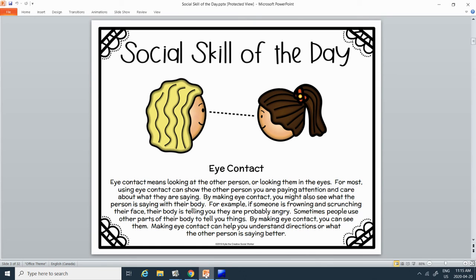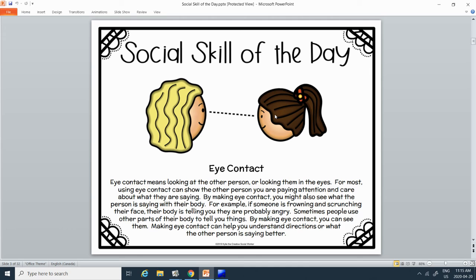All right, our social skill of the day. Today's social skill is eye contact. Eye contact means looking at the other person or looking them in the eyes. For most, using eye contact can show the other person you are paying attention and care about what they are saying. By making eye contact, you might also see what the person is saying with their body. For example, if someone is frowning and scrunching their face, their body is telling you they are probably angry.